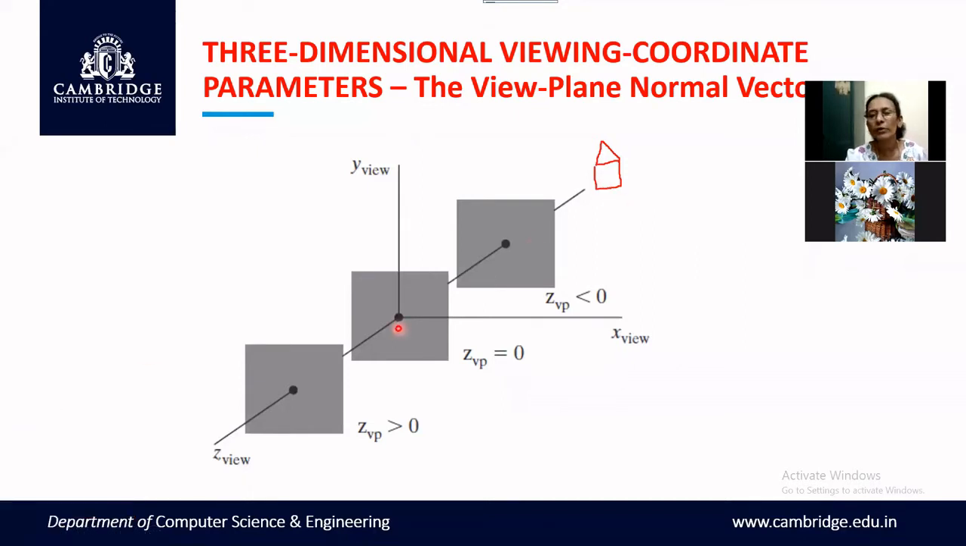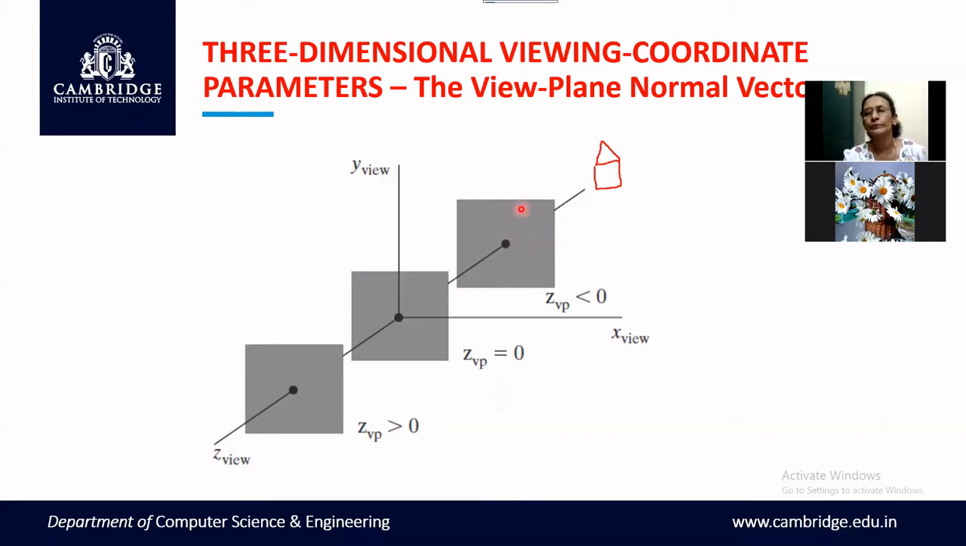You are further away from the object, so you will see a smaller version of what you had earlier seen. Suppose your view plane was here, then you will see a still smaller object. So it is not sufficient for us to define just the origin and the x view, y view, z view axis. We also need to define where exactly we are placing this view plane.